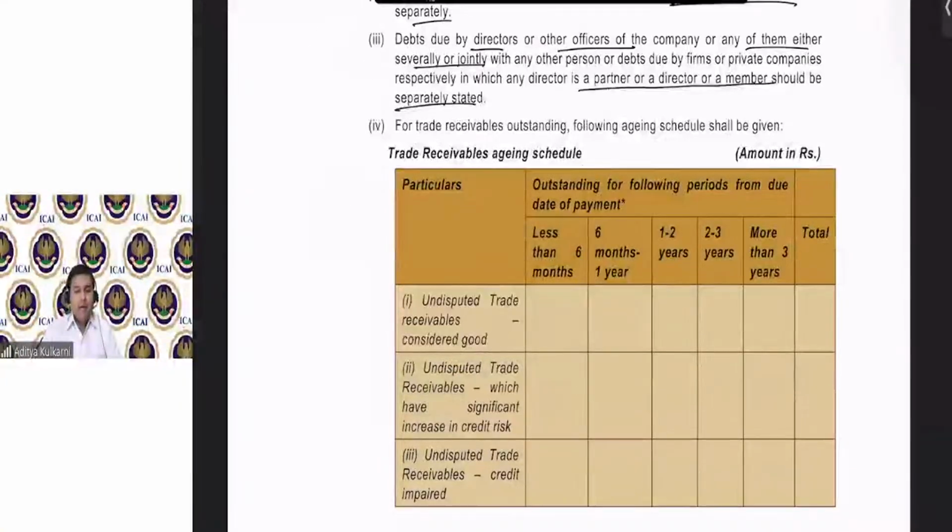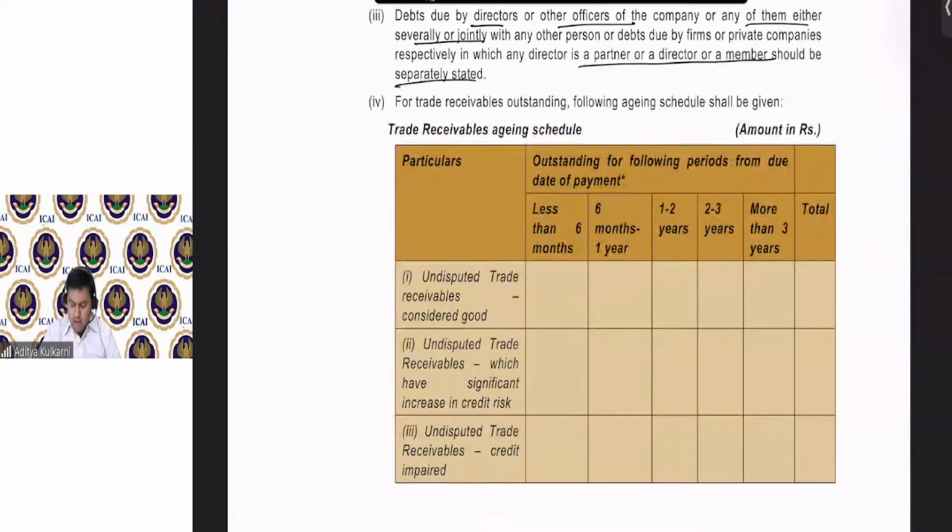The additional requirement that has come is you are going to have to present an aging of the trade receivables of the current as well as the previous period. This was introduced, I believe, last year. Yeah, so outstanding for the following periods from the due date of payment. This is not the invoice date. This is outstanding from the due date of payment.